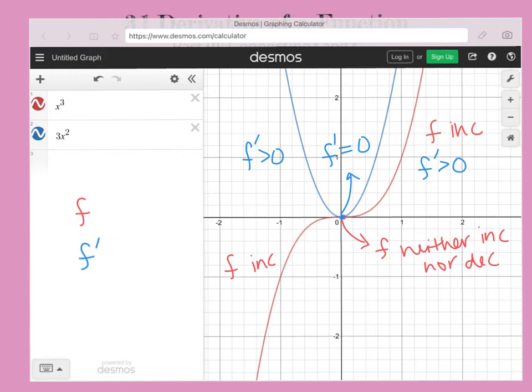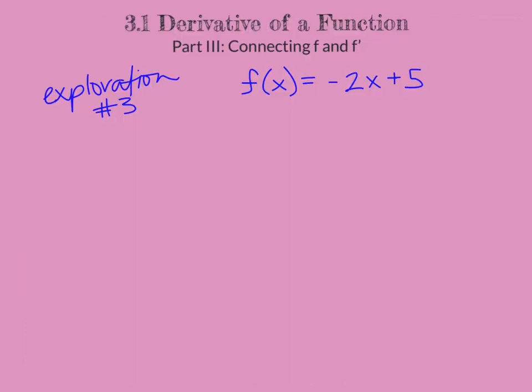Because our original function never is decreasing, our derivative, f prime, is never negative. Our third and final exploration is just of a linear function, f of x equals negative 2x plus 5. I want to algebraically find f prime. And again, we'll do that by finding the limit as h approaches 0 of f of x plus h minus f of x all over h.